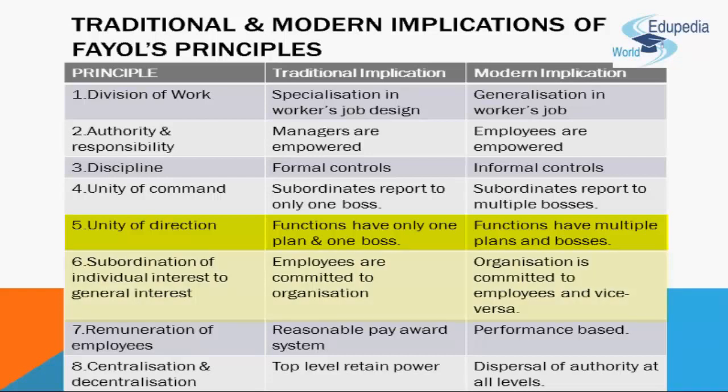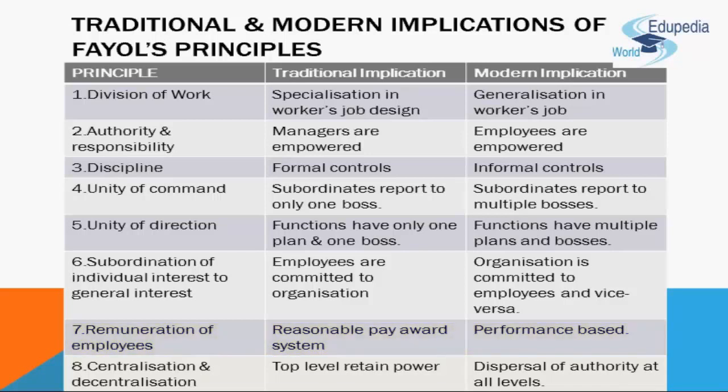The sixth principle is subordination of individual interest to general interest. In case of this principle, the traditional implication is employees are committed to the organization, whereas modern implication is organization is committed to employees as well as vice versa. Okay. Now the seventh principle is remuneration of employees. In this principle, a reasonable pay reward system is there. That is the traditional implication, whereas a performance based reward system is the modern implication.